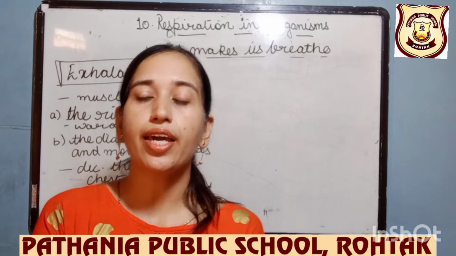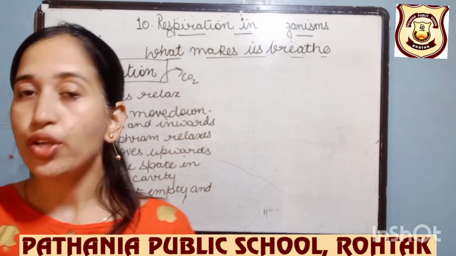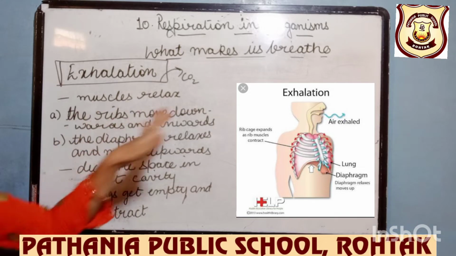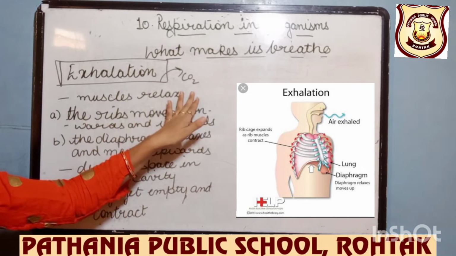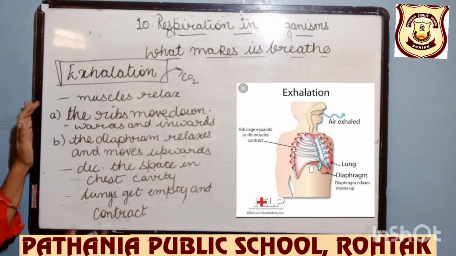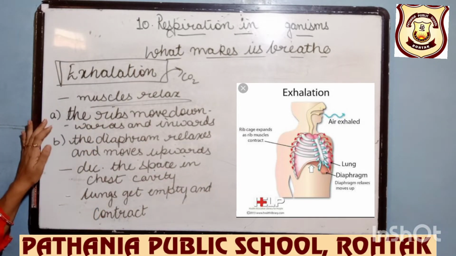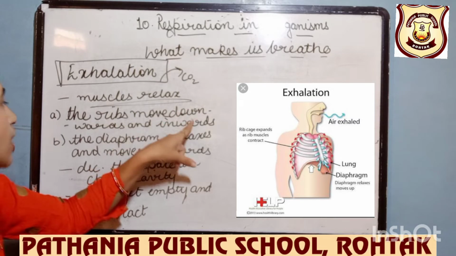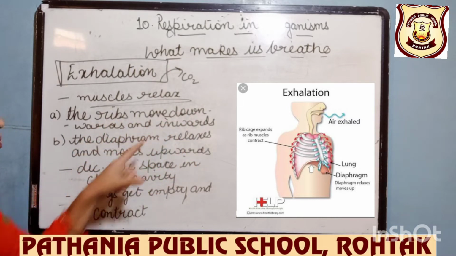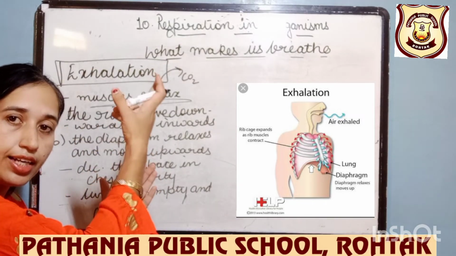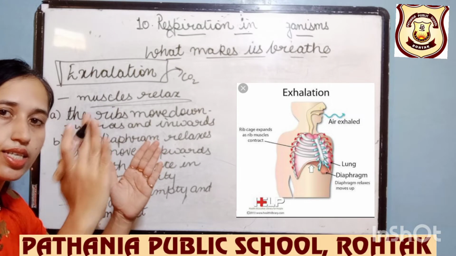Now, beta, we are taking exhalation. Inhalation we have done. Now we are continuing with exhalation. See, exhalation is the giving out of air, that is, CO2 is given out. And the intercostal muscles relax. These muscles will relax, and two things are happening at the same time. First, the ribs move downwards and inwards. In inhalation it was outwards and in this it is inwards.